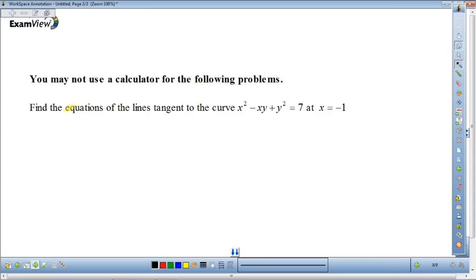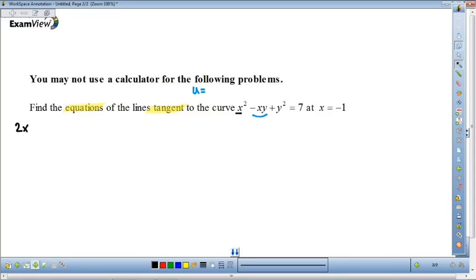So we need to find the equations of the tangent lines to the curve. So we're going to have to use implicit differentiation. So the derivative of x squared is going to be 2x, and then the derivative of negative x times y. I'm going to have to use the product rule.